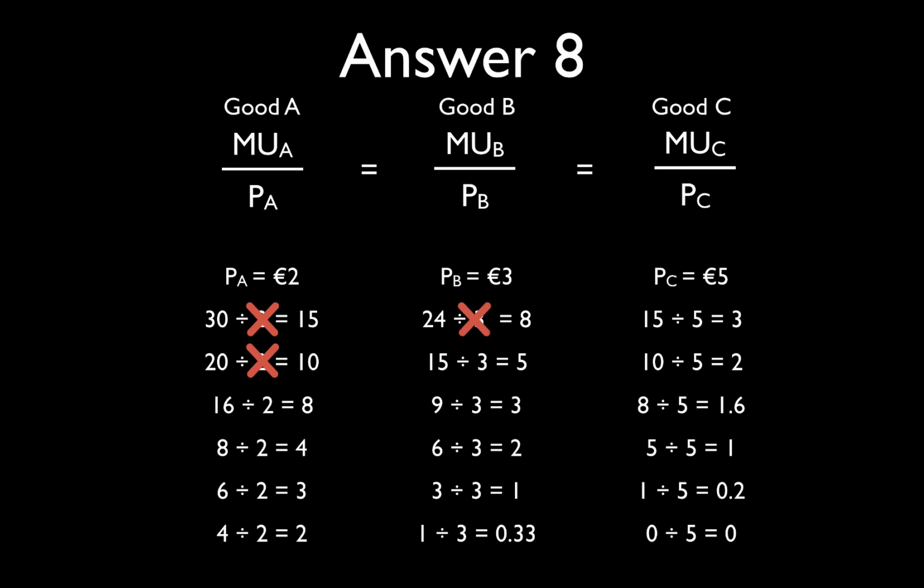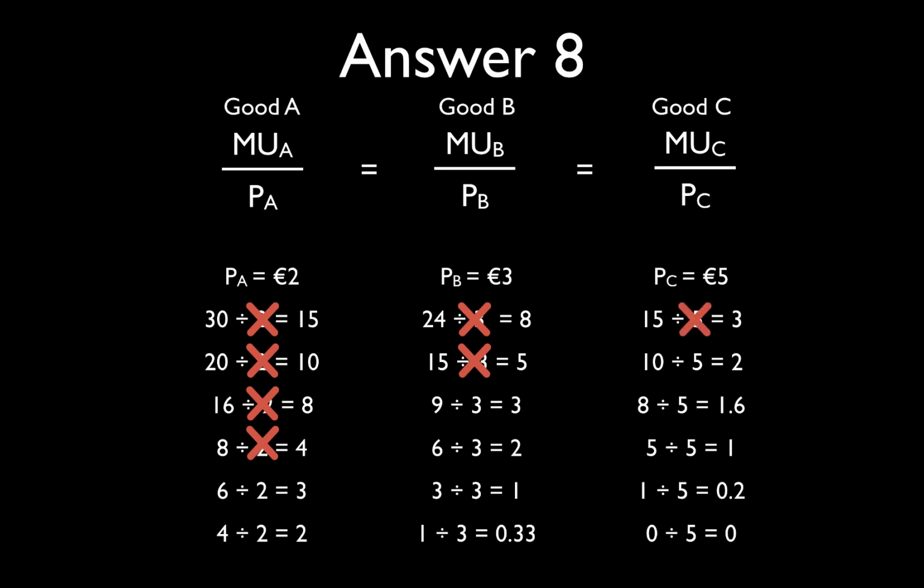8 is equal to 8, which is higher than 3, so he's indifferent between these two, and I just said that he bought the first unit of good B. 8 is higher than 5, which is higher than 3, so he's definitely going to buy the third unit of good A. 4 is less than 5, and 5 is greater than 3, so he's definitely going to buy the second unit of good B.